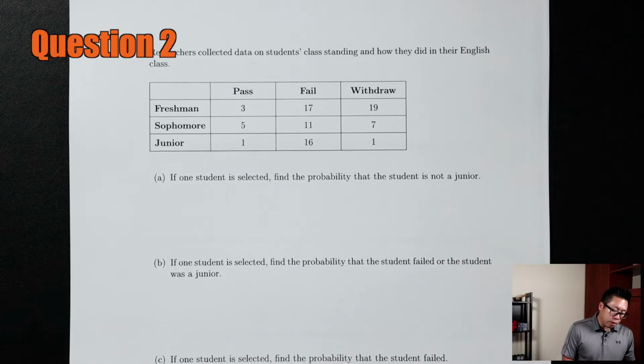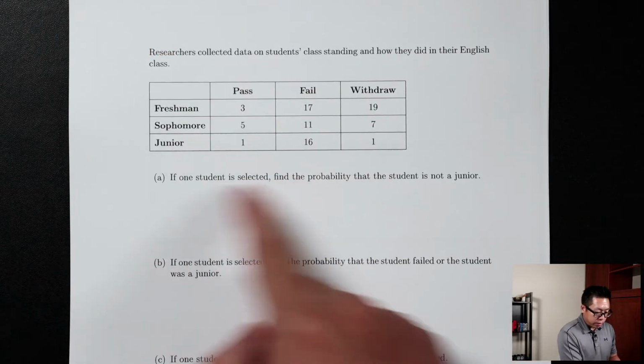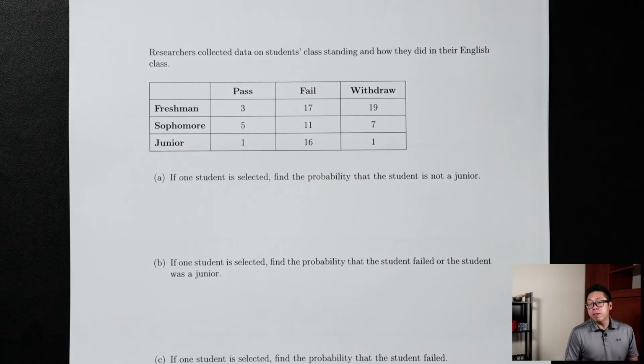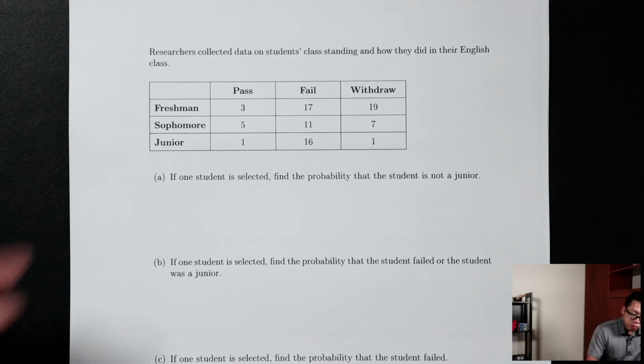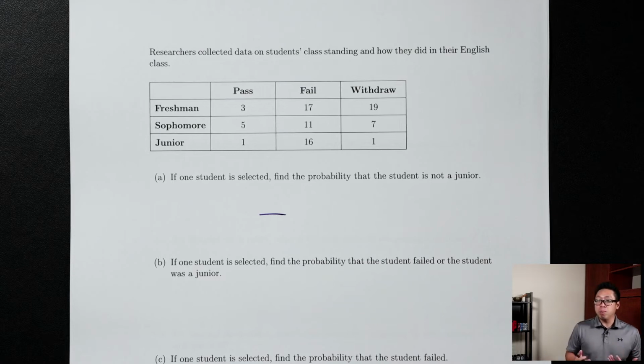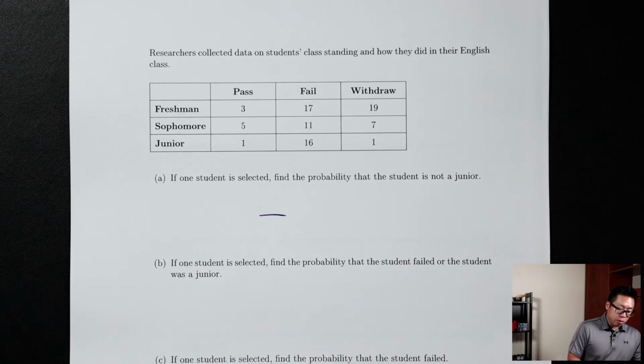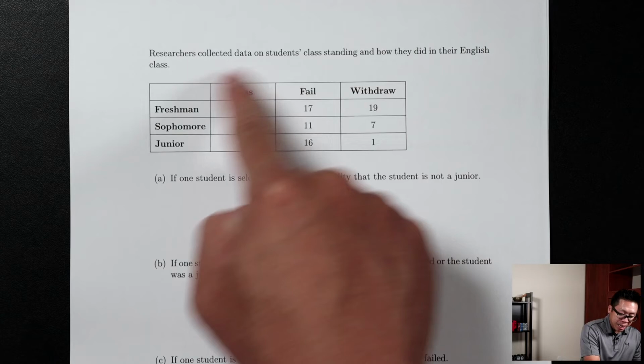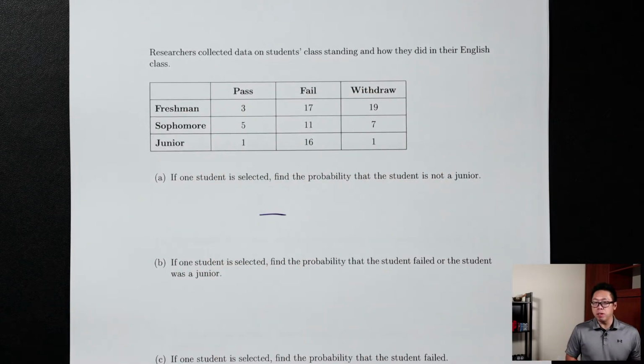Researchers collected data on students' class standing and how they did in their English class. So we have a table. Part A, if one student is selected, find a probability that the student is not a junior. The probabilities will be fractions. For the bottom, it's going to be how many total people can we choose from. So to get the total number of people, we'll just add up all of the people in our table.